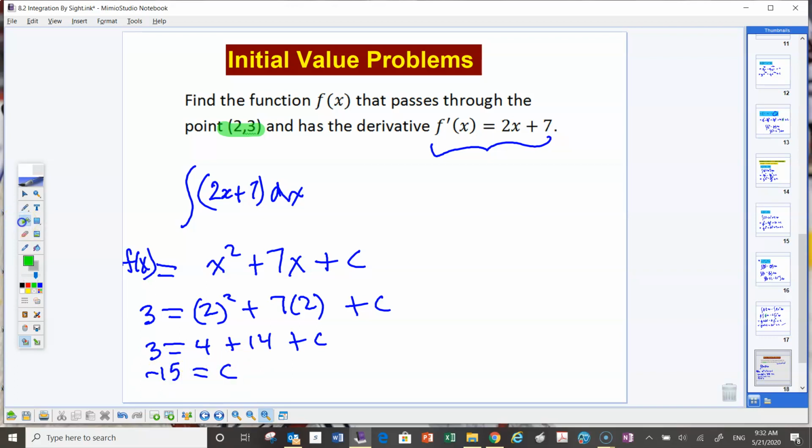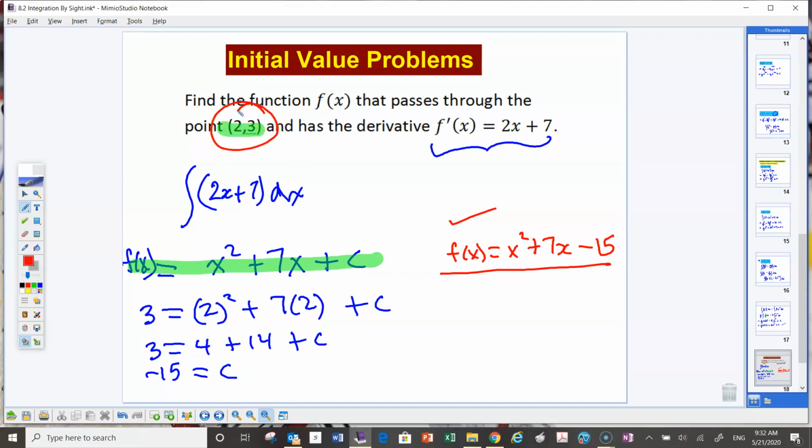So now don't stop there. Now you have to rewrite this equation with the constant in it. So f of x would equal x squared plus 7x minus 15. So this is the specific equation now for this function that has this derivative and passes through that point. So this is like our initial value or our initial condition that helps us find our constant.